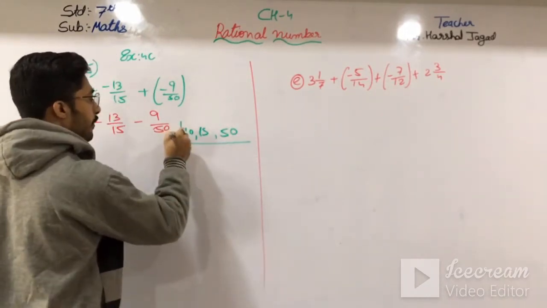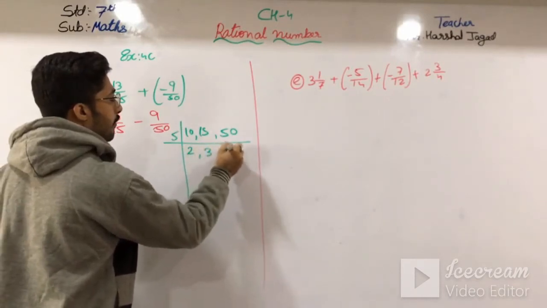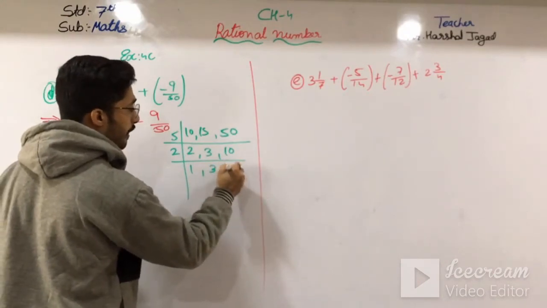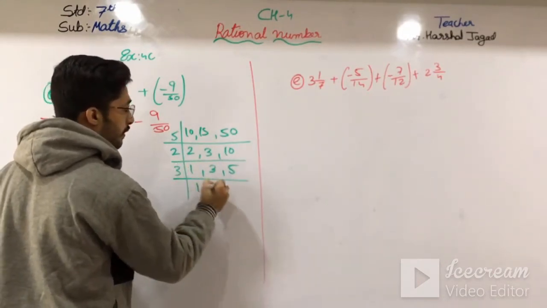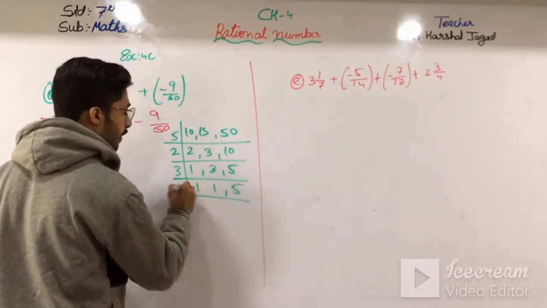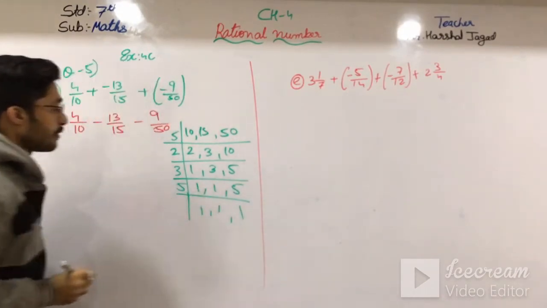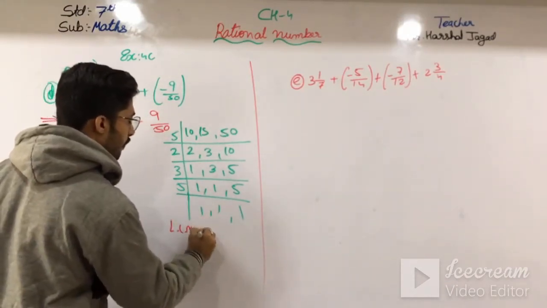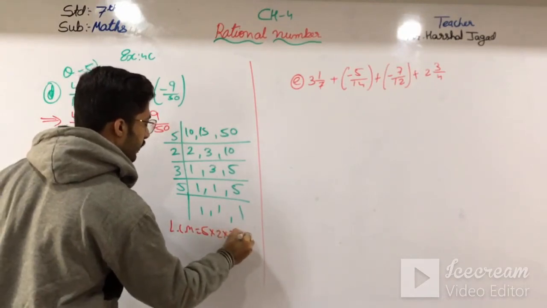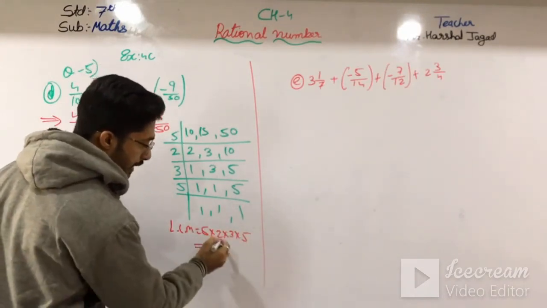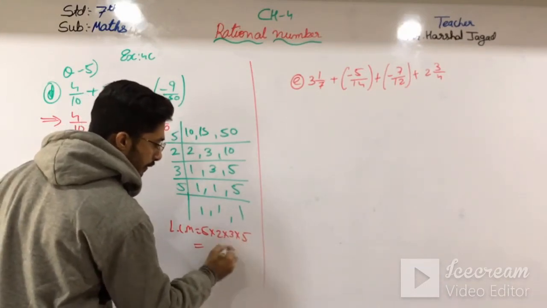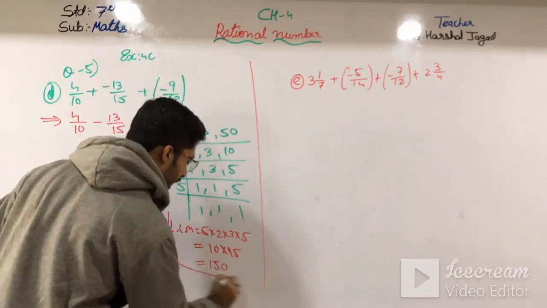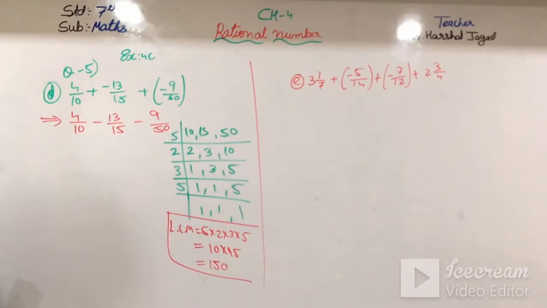We will start with 5 only. 5 2s are 10, 5 3s are 15, 5 10s are 50. Then after 2, 1s are, 3, 5. Then after 3, 1, 5 as it is. Then after 5, 1s are 5. So our LCM is 5 into 2 into 3 into 5, that is 5 2s are 10, 10 into 5 3s are 15, so 10 into 15, that is 150 is our LCM.